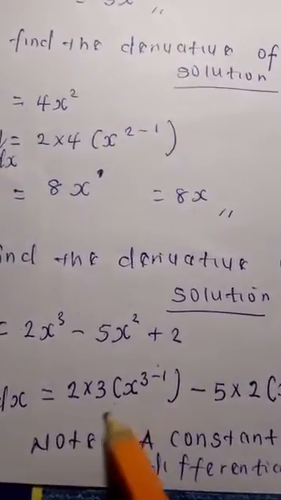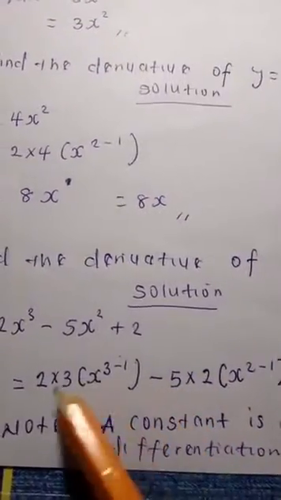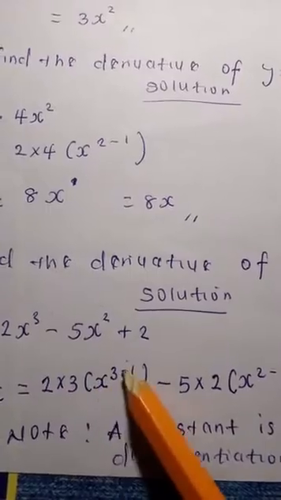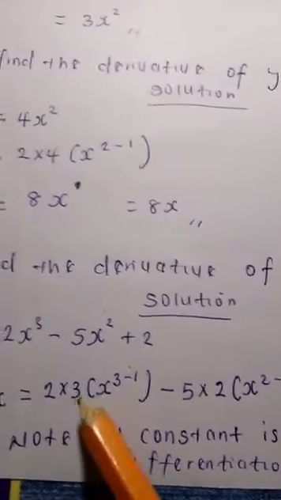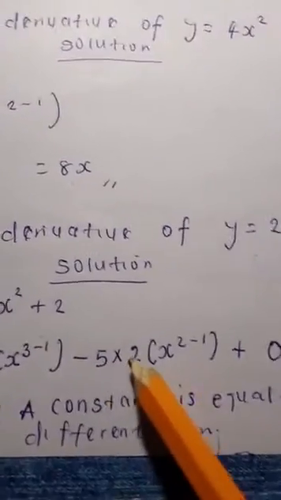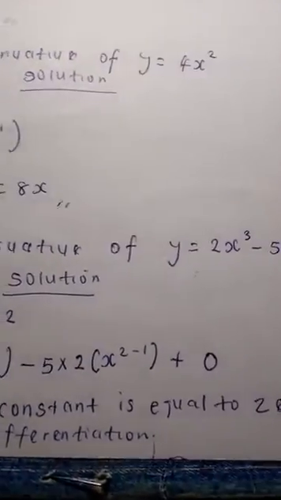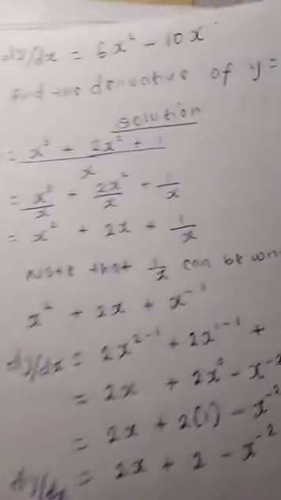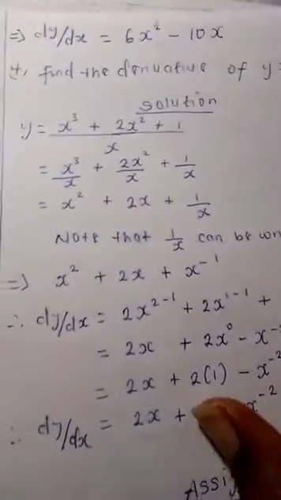So we continue from here. What is 3 times 3? 3 times 3 is 9. Here, 3 times 3, that is 9x raised to power 2. Then minus 10x raised to power 1. Look at it. So this is the formula, and this is the final answer for that question.